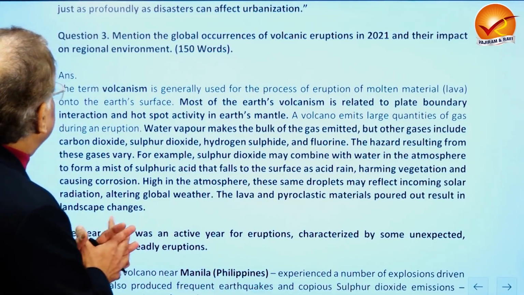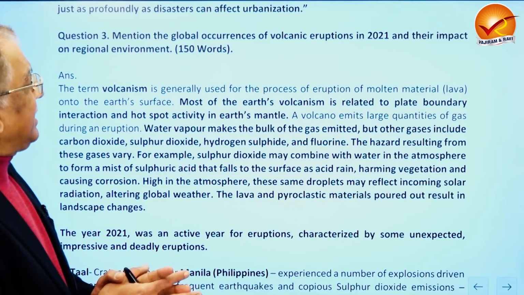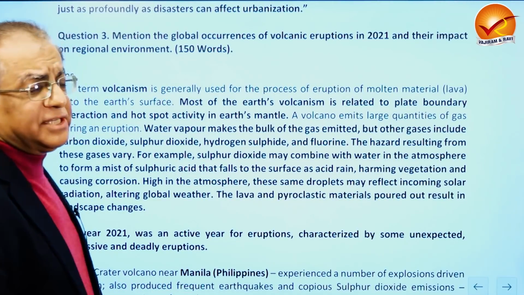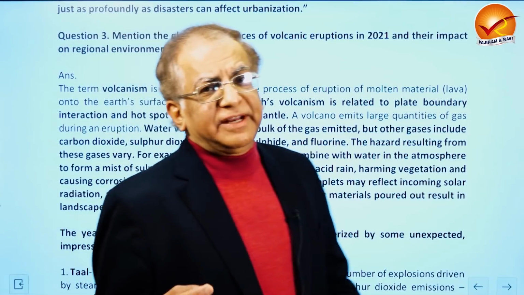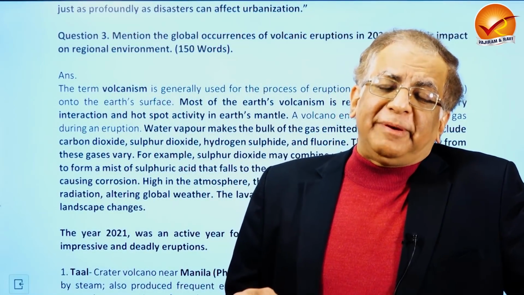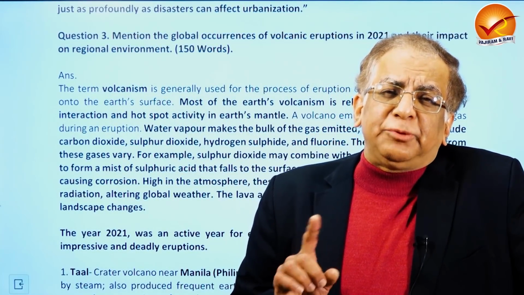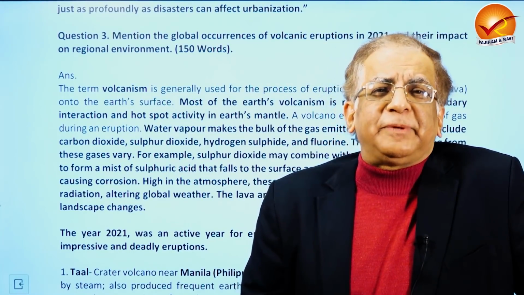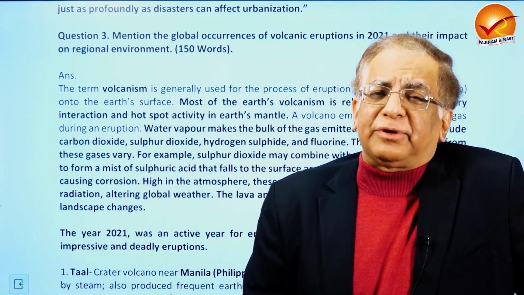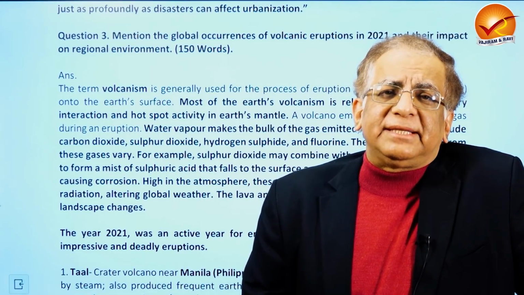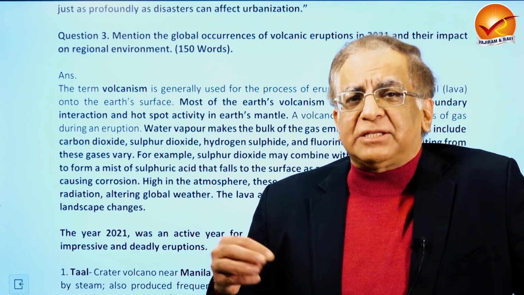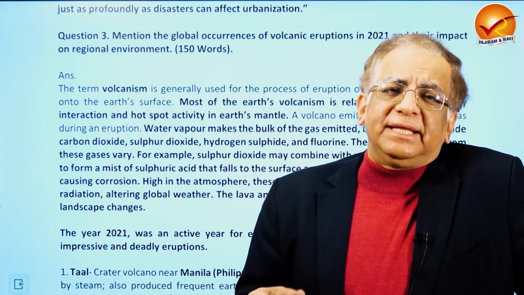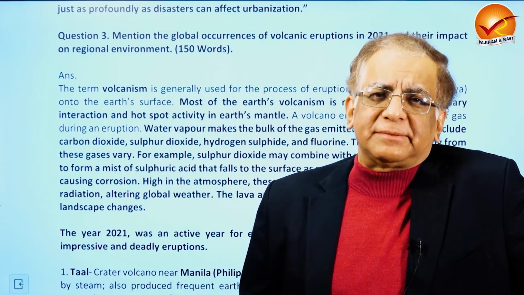The next question is about the global occurrences of volcanic eruptions in the year 2021 and their impact on regional environment. Now see, this is a very factual question, but do remember, as I said, questions in the UPSC examination do not come from a vacuum. If you have been reading your newspaper in the year 2021 and a little before that, you would find that all these questions, or most of them, which are based on current affairs, would have a mention in one form or another in the national newspapers.